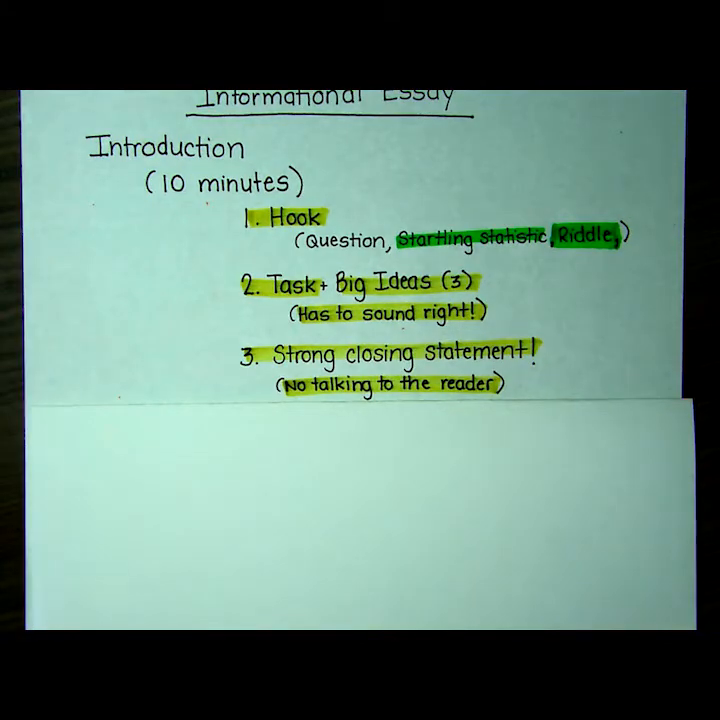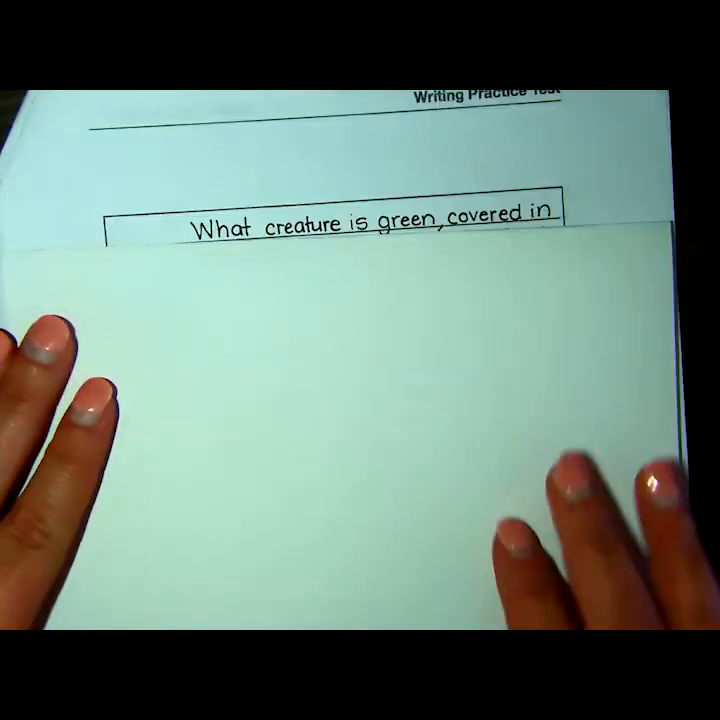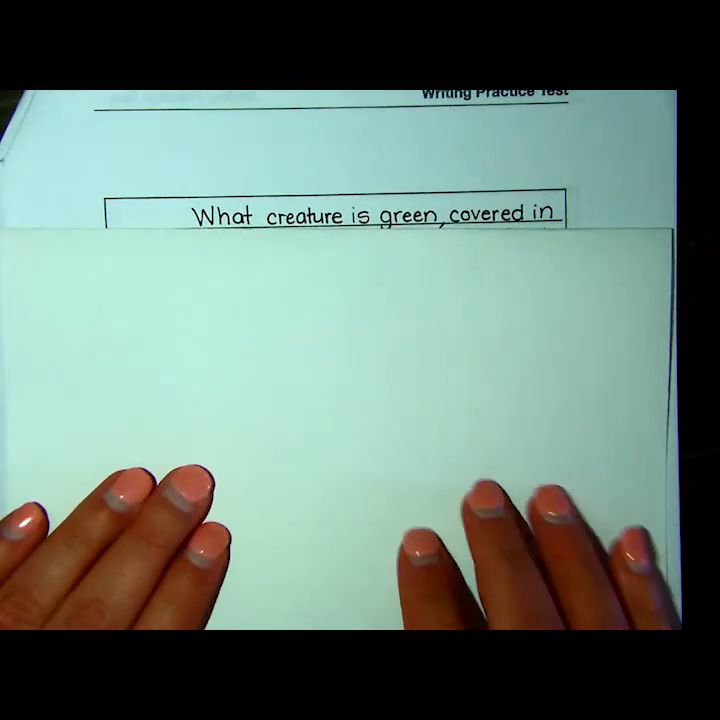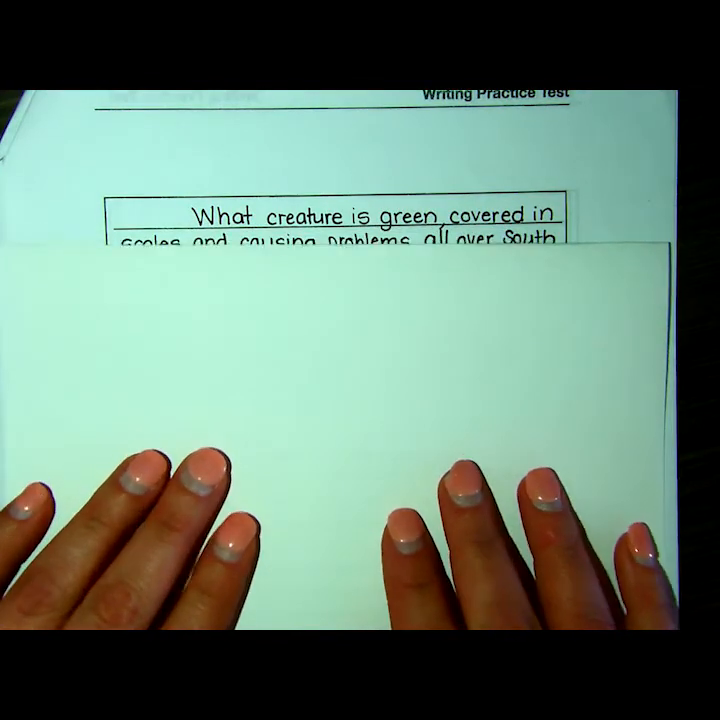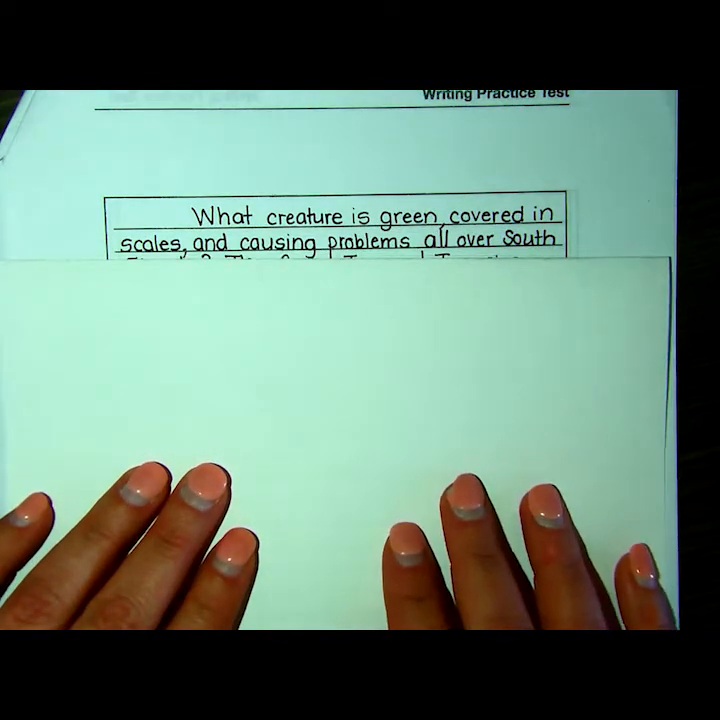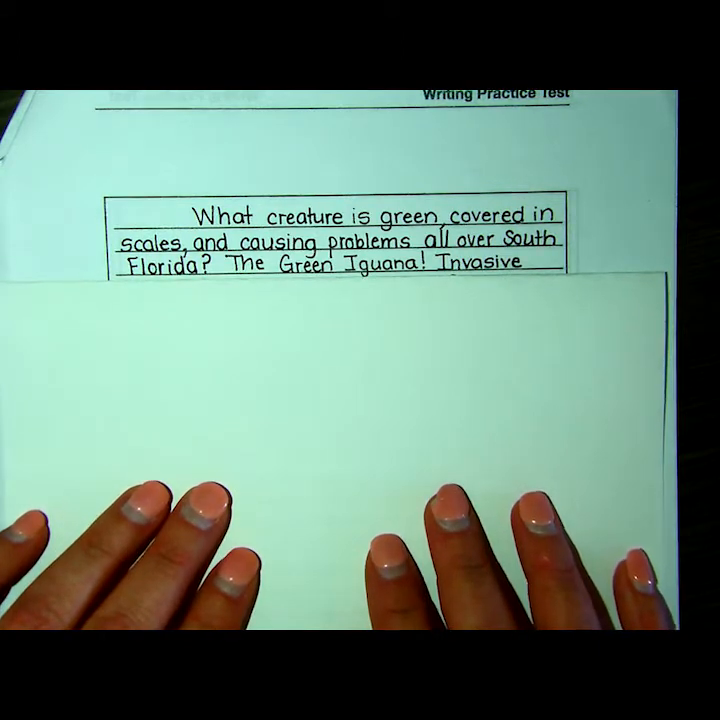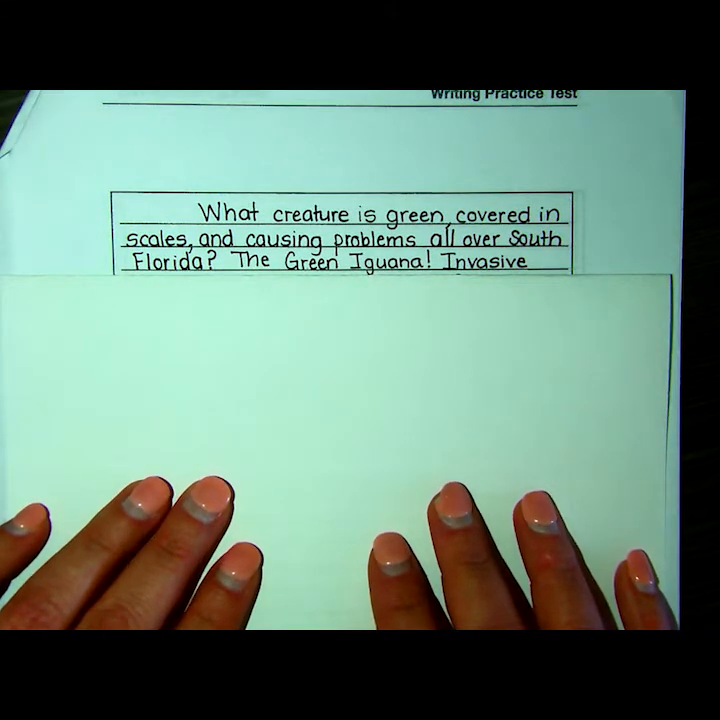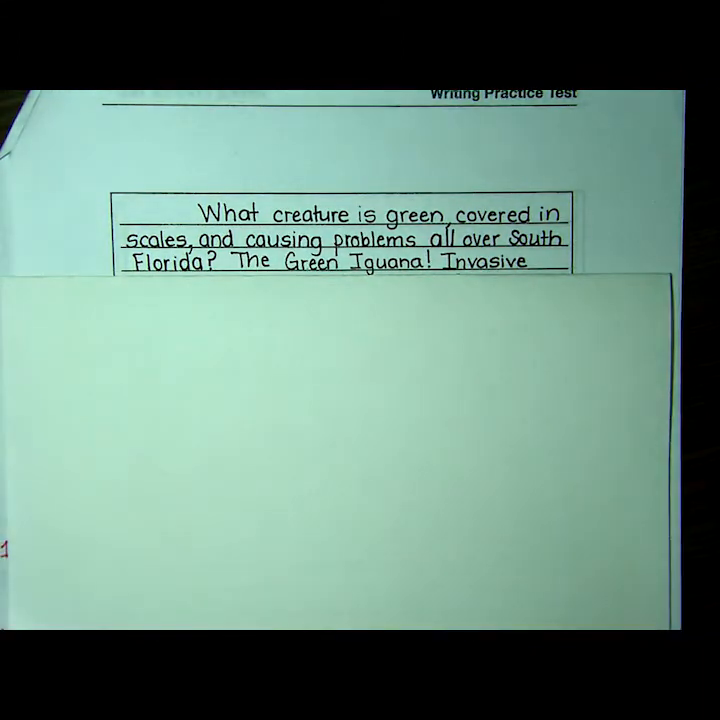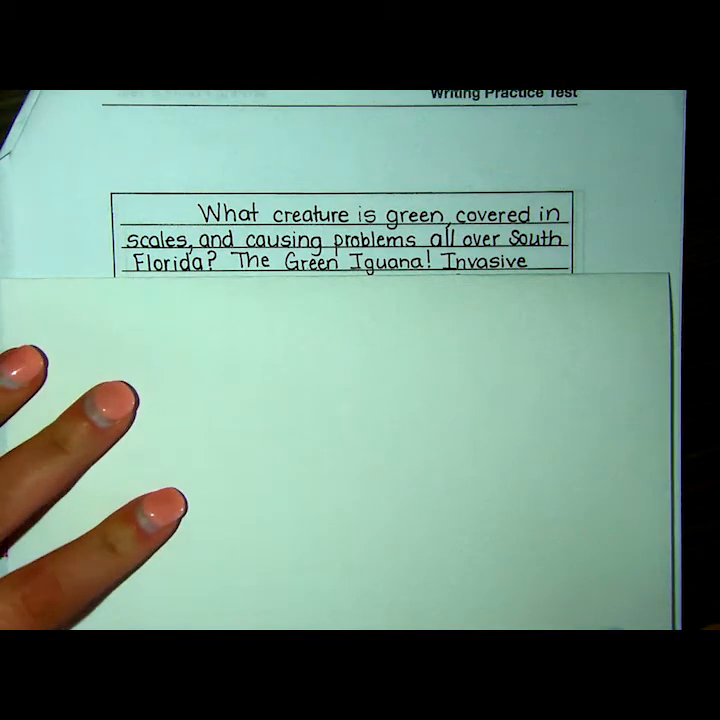So let's take a look at Mrs. Boddy's introduction. We're going to break this apart line by line here. What creature is green, covered in scales, and causing problems all over South Florida? The green iguana. Now, I want you thinking, what type of hook did Mrs. Boddy include?